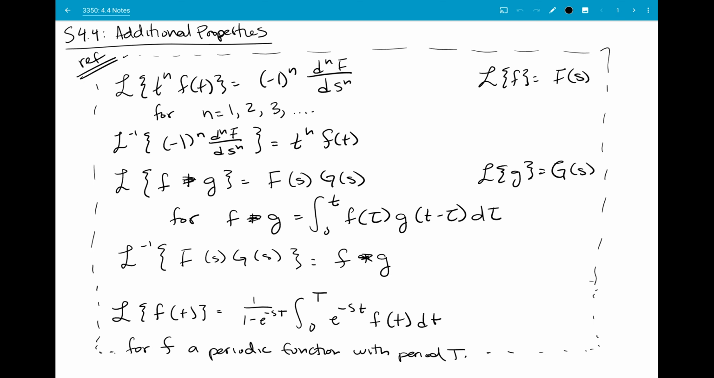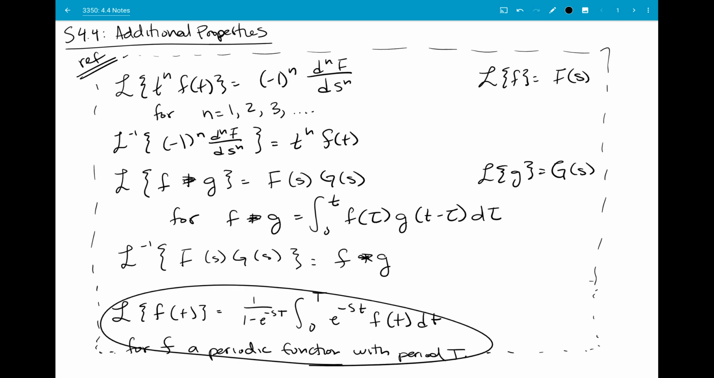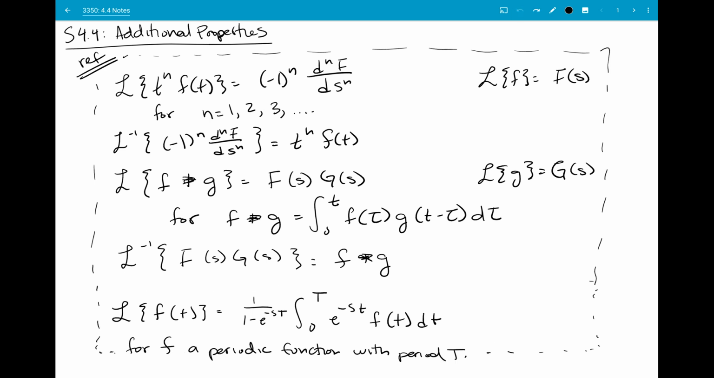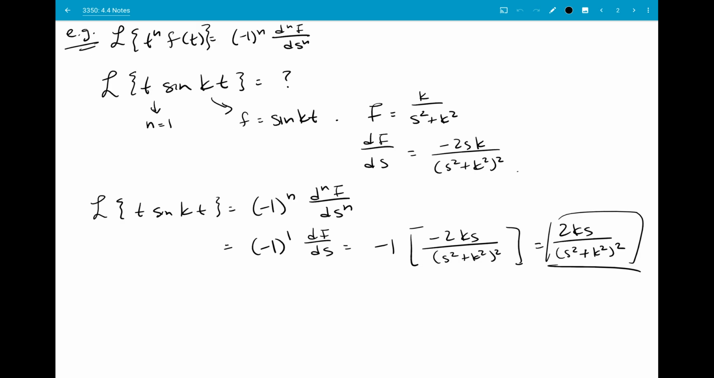All right, so here's our wrap-up video. We learned these new properties. The main ones are the derivative property and the convolution property, just listed in both the forward and backward directions. And then there was that piecewise property that I told you to make a note of for your own reference, but that we're not really going to come back to.